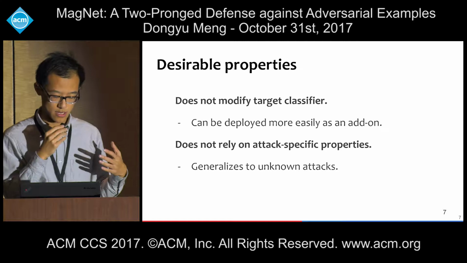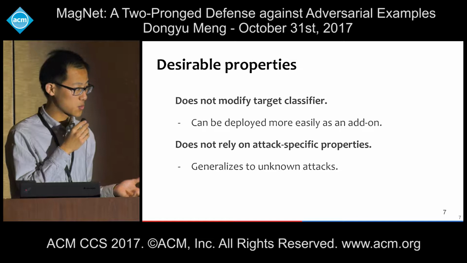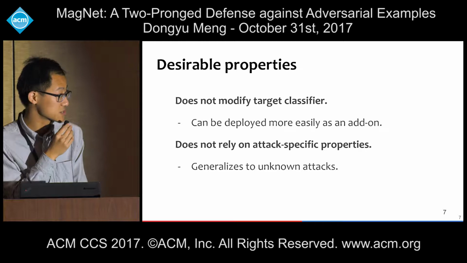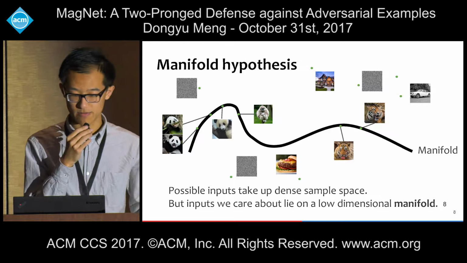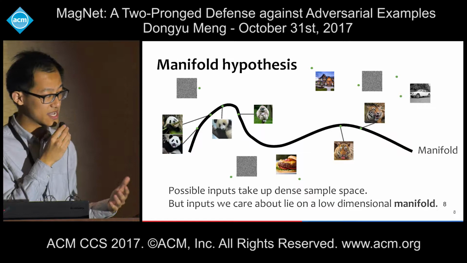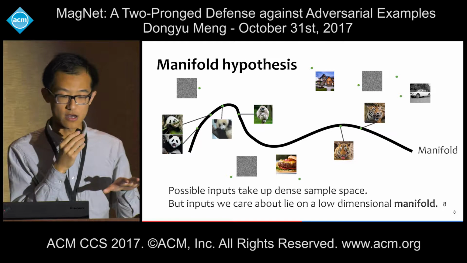To really propose a new and effective defense, we need to first reason about why adversarial examples exist in the first place. This brings us to the manifold hypothesis. The manifold hypothesis mainly says that the possible inputs, basically what you're allowed to feed into the machine learning system, take up a dense, high-dimensional sample space. However, the inputs we actually care about concentrate mainly on a low-dimensional manifold.